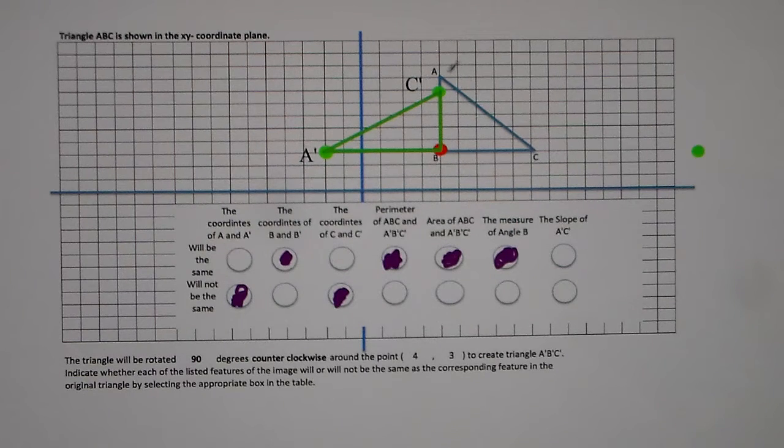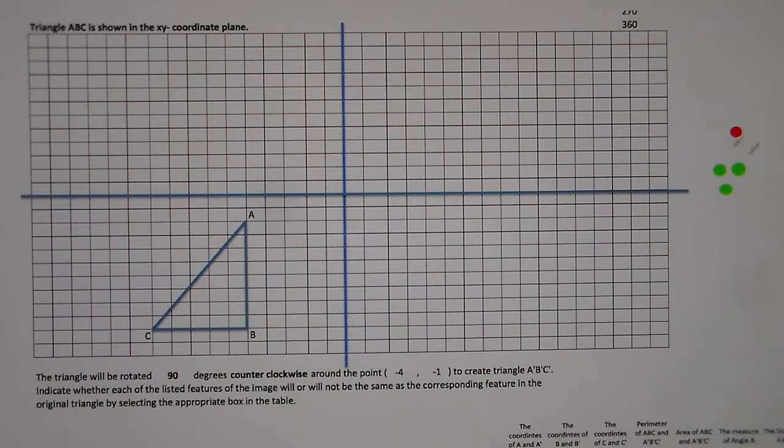Now the slope, well, AC's slope is this line right there in purple. A prime and C prime, that slope, clearly you can see that it's different. So the slope of A prime C prime and the slope of AC, they are different. So they're not going to be the same. So we're going to mark that. That's your answer for that number 2. Let's do another one.